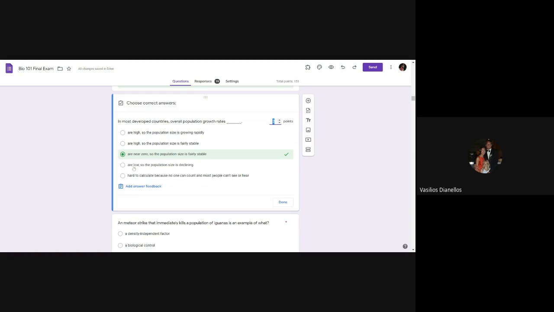This one at least makes sense too. If the population growth rates were low, then the population... that wouldn't be correct either. If we're really nitpicky about the wording here, population growth rates are low. Not zero, not negative, but low. That would mean the population would still be growing. It would still be increasing. It would just be increasing slowly. And of course, the garbage one that I threw in there, it's hard to calculate because no one can count and most people can't see or hear, right? That just makes no sense. I just threw that in there. So yeah, you definitely lost extra points if you chose that one.